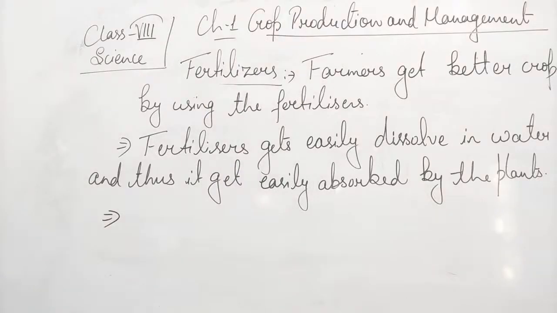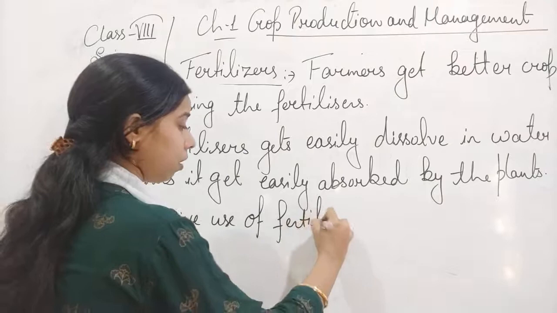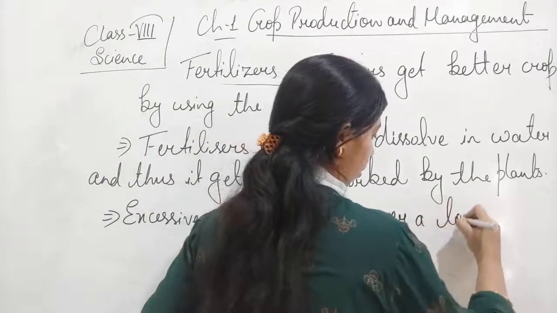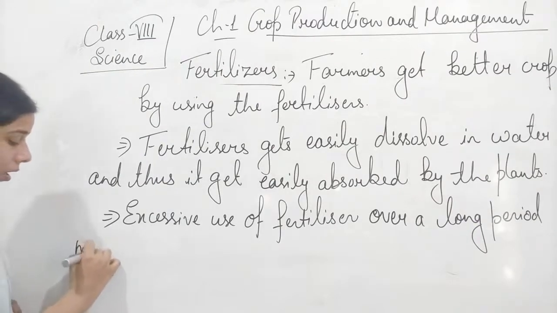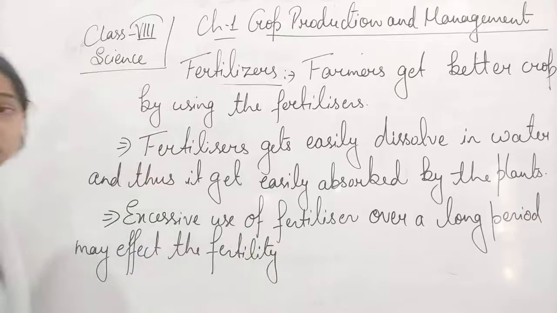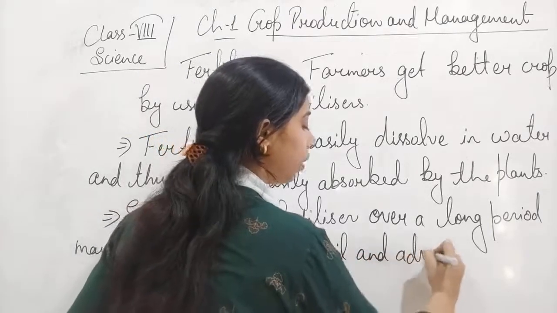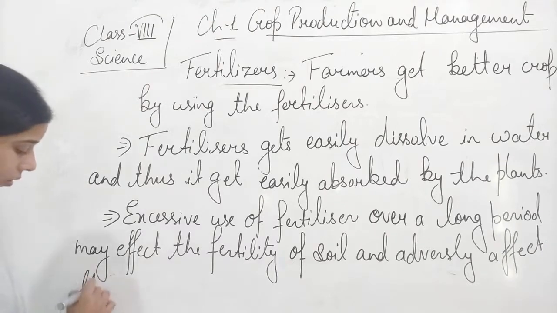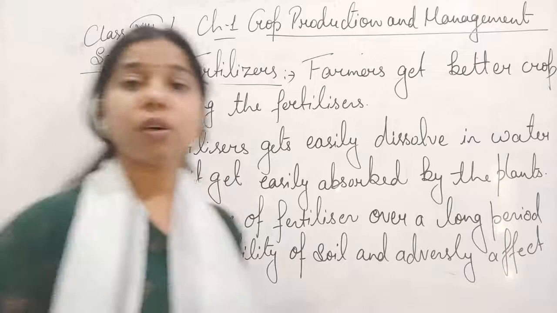So we can write it: excessive use of fertilizer over a long period may affect the fertility of soil and adversely affect the crop production.